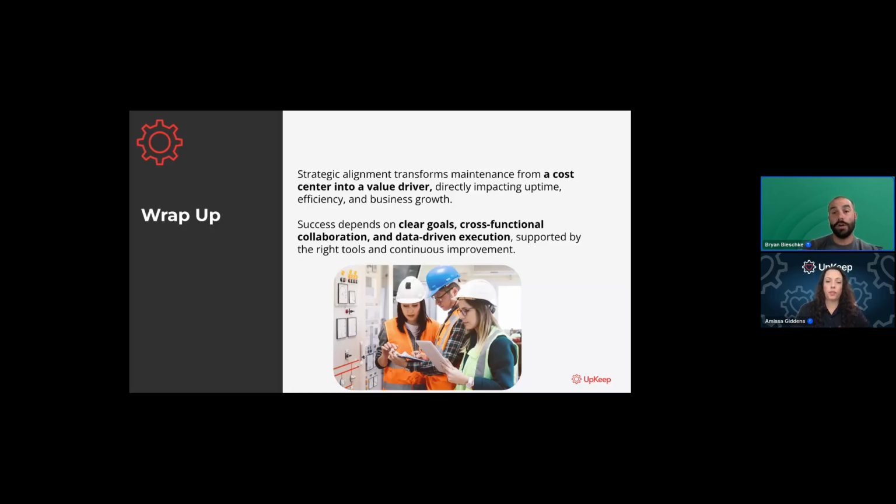Success depends on clear goals, cross-functional collaboration, and data-driven execution, supported by the right tools and continuous improvement. Talk to people. Bring people in. Create relationships. You will be amazed at how far those relationships go. Not just from a headache standpoint with dealing with people you might not want to deal with, but just getting the leeway to do the work that you'd like to do. Because sometimes those relationships can help you tremendously in that respect.